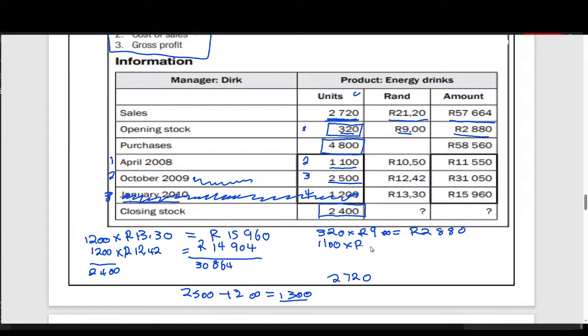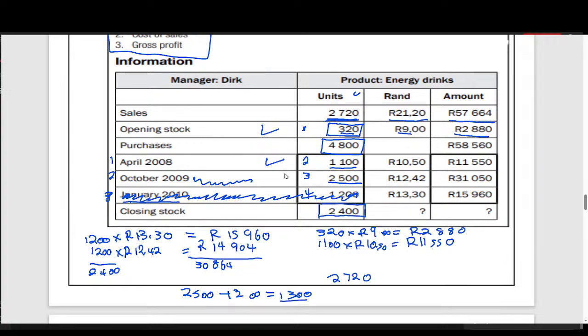What was the cost price? The cost price was 10 rand 50 cent. So the value of this stock was 11,550. Okay? And then now we come to October. We can see that we have sold this, we have sold this. Now we come to this 2,500.